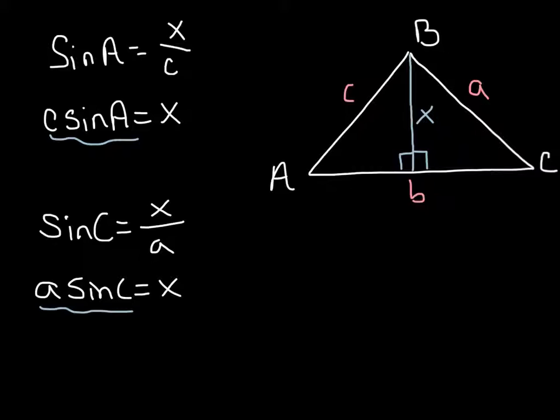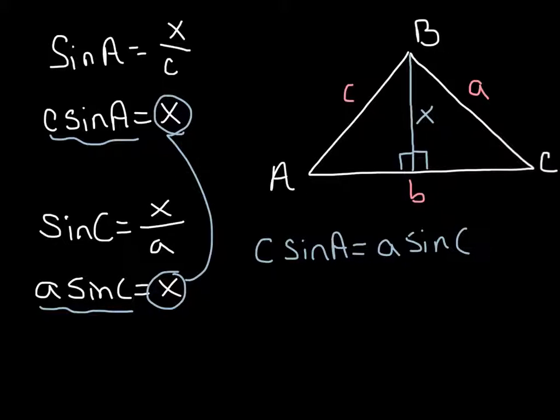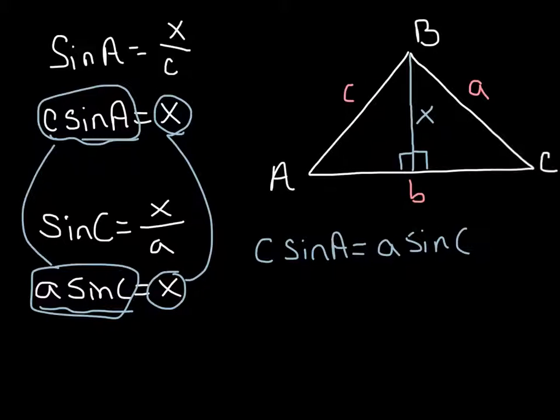And so, using substitution, we can set these things equal to each other. I can write that c times the sine of A is equal to a times the sine of angle C, because x equals x, and this equals x, and this equals x, so these must equal each other. That's the logic behind it. And now we're almost actually to the law of sines. Just one more quick little step.